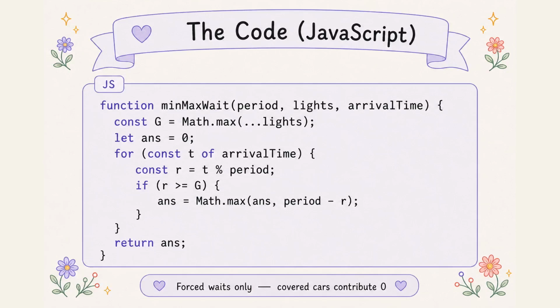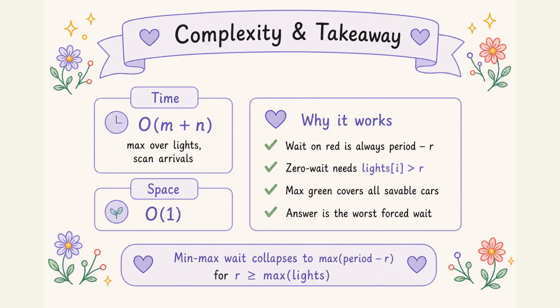In JavaScript, take Math.max over lights to get G. Loop each arrival t, compute R as t modulo period, and whenever R is at least G, set ans to Math.max of ans and period minus R. Return ans. Tiny code, because the hard assignment problem reduced to tracking the worst forced wait. Time is O(m plus n): one pass to find max green, one pass over arrivals. Space is O(1).